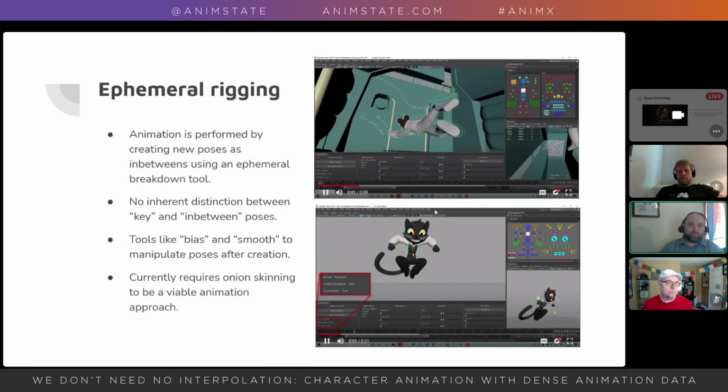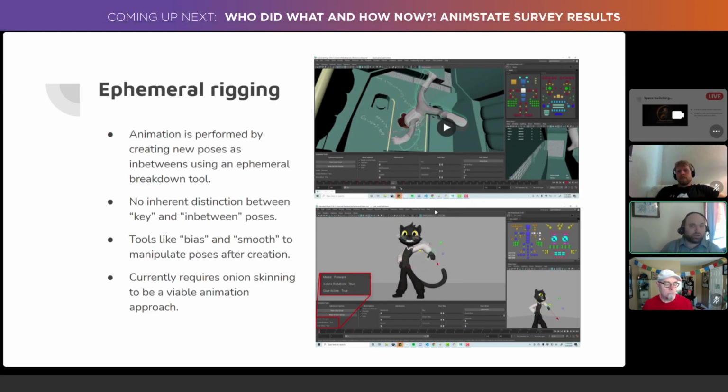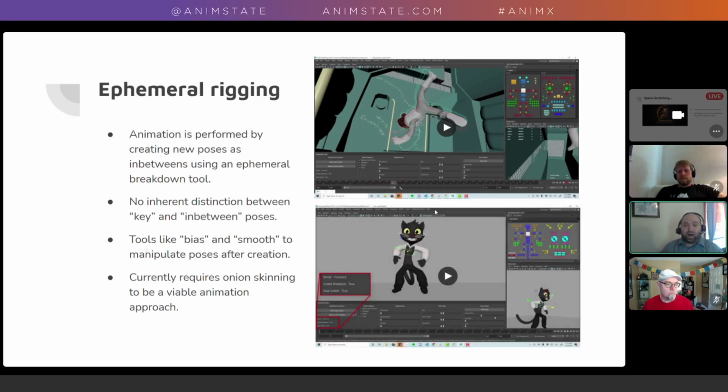To actually animate with this system, as opposed to just making a single pose, you generate new poses through built-in in-between tools. It's important to note that the system makes no actual distinction between key and in-between poses once they're created. They're all just poses. And those poses can be biased or smoothed with surrounding poses, but those are just tools that edit them. To visualize that motion, I'm using onion skins rather than a graph editor.